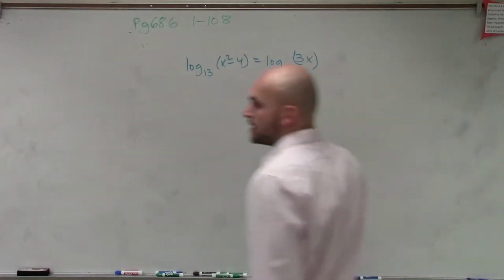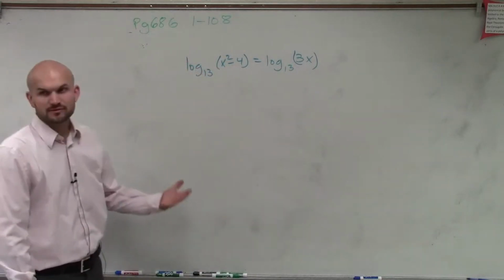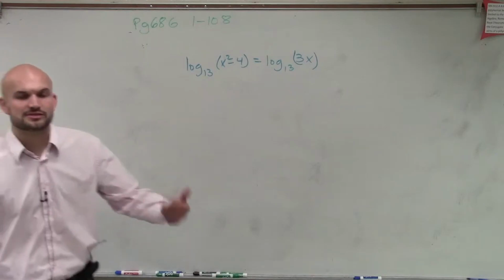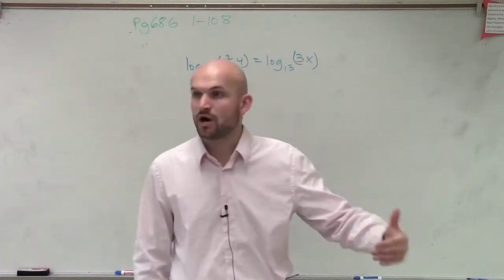So what we're going to want to do for this one is I have log base 13 of x squared minus 4 equals log base 13 of 3x. So remember that we can apply the property of equality with logarithms.